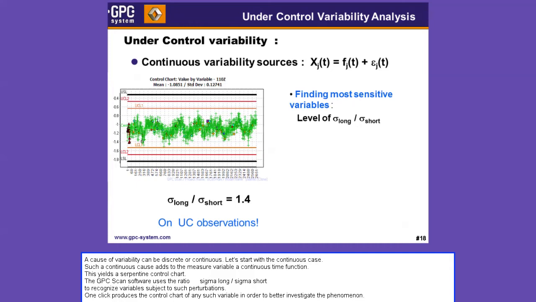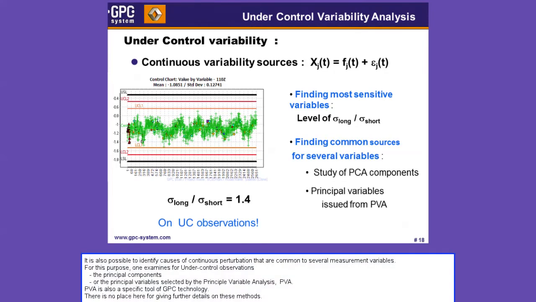The GPC scan software uses the ratio sigma long over sigma short to recognize variables subject to such perturbations. One click produces the control chart of any such variable in order to better investigate the phenomenon. It is also possible to identify causes of continuous perturbation that are common to several measurement variables.